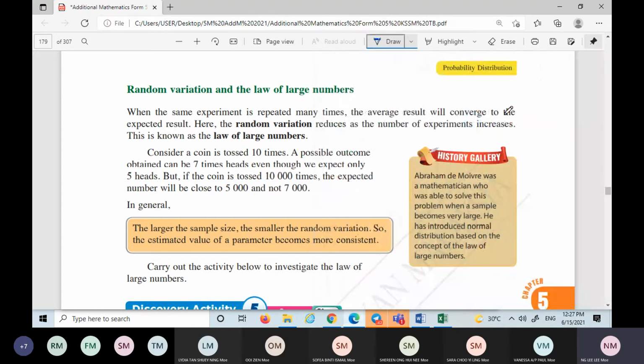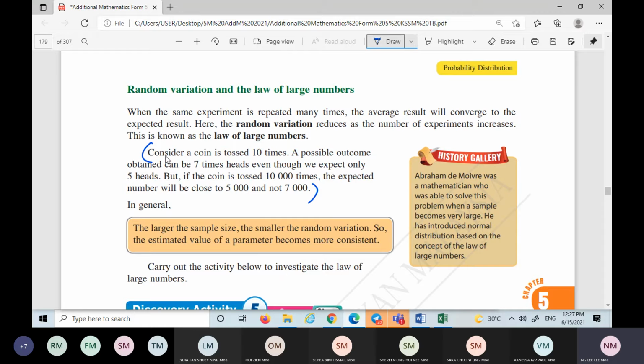What happened? Okay, come. Random variation and the law of large numbers. This one I don't want to touch more. This one is the old syllabus, we don't learn this. I'll just show you one simple example. Just look at this paragraph.